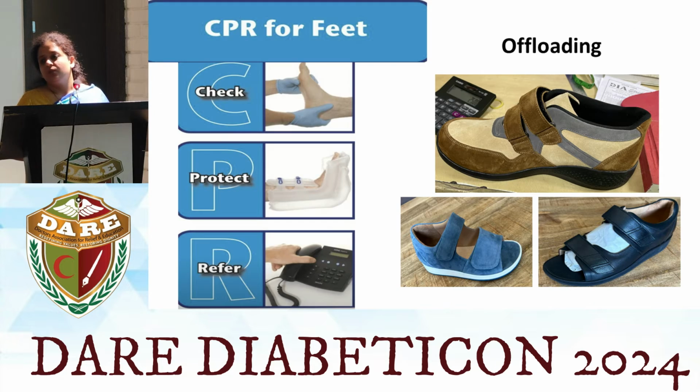So what we do is, we are all aware of CPR. So what we do is CPR for feet. Any patient who walks in, whether diabetic, not diabetic, has come for fistula, has come for laser, we make sure we do CPR for the feet. We check their feet. If they are prone to having any issues, we protect it by giving them appropriate offloading footwear. And whenever needed, if we think that we don't have the facilities or we are not the right person to treat, we refer them to the appropriate person.